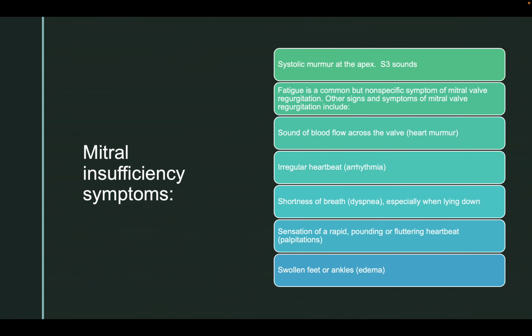The mitral insufficiency symptoms refer more to the systolic murmur at the apex, and you're going to hear that S3 sound. Fatigue is a common but non-specific symptom. Other signs and symptoms of mitral valve regurgitation include the sound of blood flow across the valve, so your heart murmurs, irregular heartbeats, shortness of breath, sensation of rapid pounding or fluttering heartbeat, and swollen feet and ankles, so your edema.